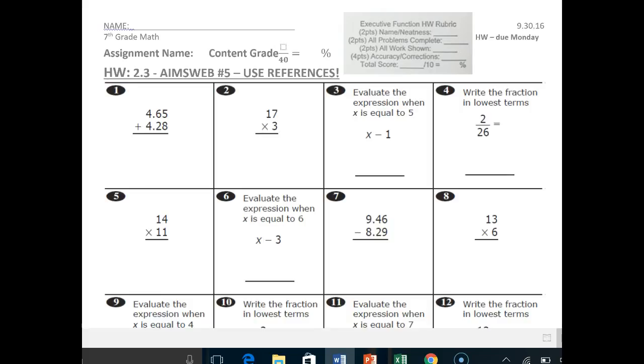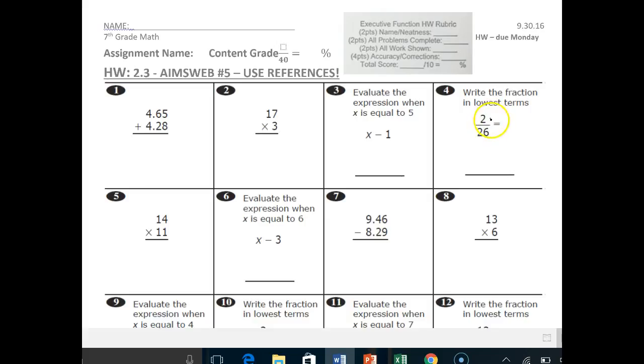So, homework 2.3 is in AIMSweb number 5. Usually, I have you just go to homework video 1.4 to go to an AIMSweb because I did all the problems. So I'm going to direct you to homework video 1.4 in case you have any problems that I don't do on this one. So, number 4, write the fraction in lowest terms.